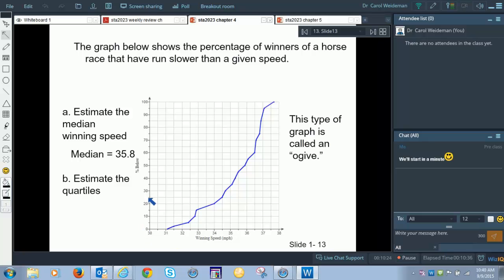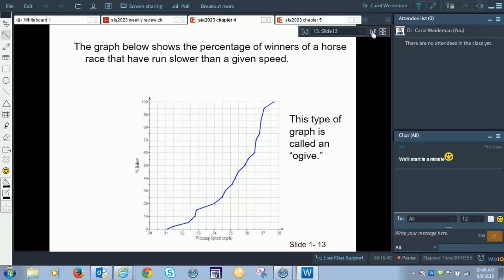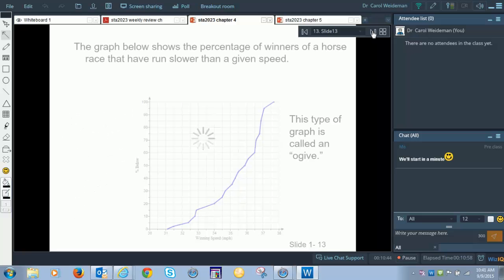How about the quartiles? Okay, so the first quartile, it's 25% of the data is less, so I go over here on the y-axis up to 25%, and that looks like it's about 34.5, and then Q3 is 75%, and that looks to be about 36.7, 36.8.